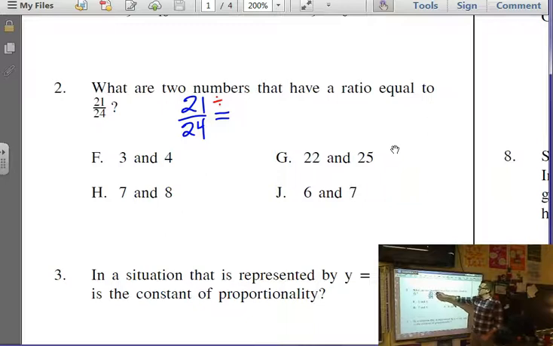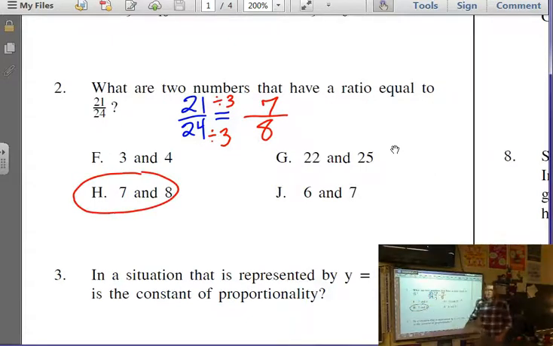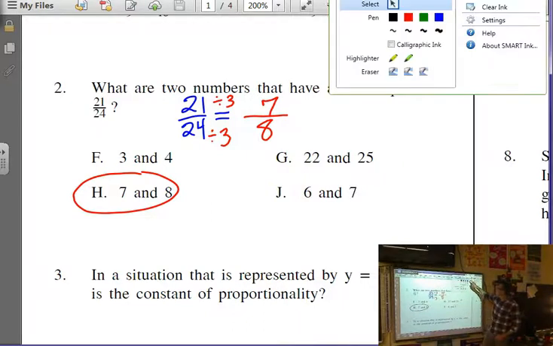What we actually see that we can divide by is 3. So when I divide by 3 on top and bottom, I get 7 over 8. So H would be your correct answer there.